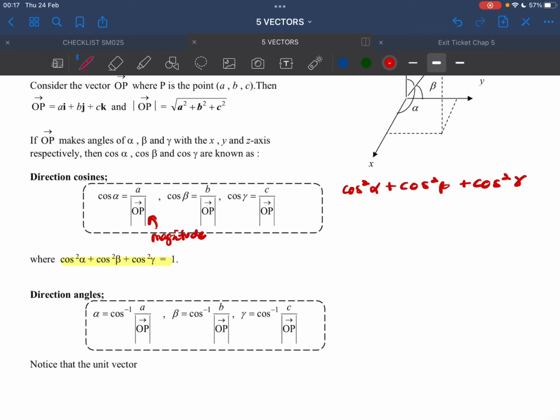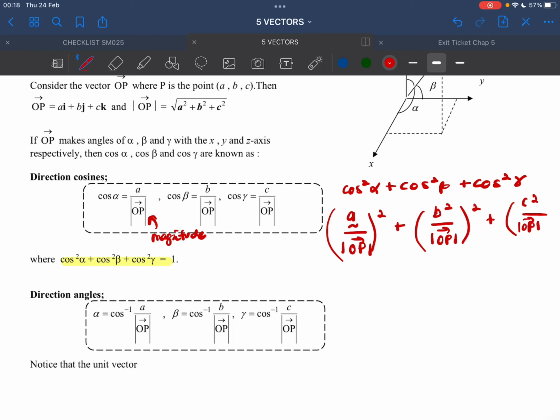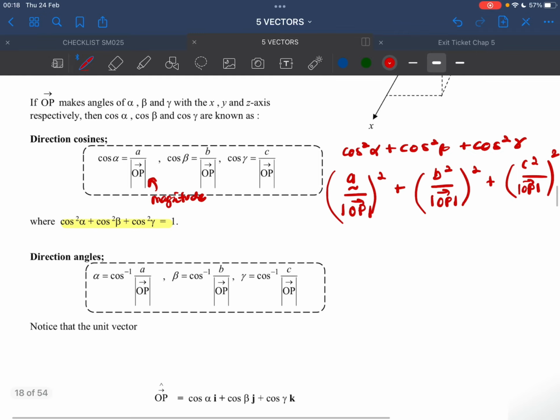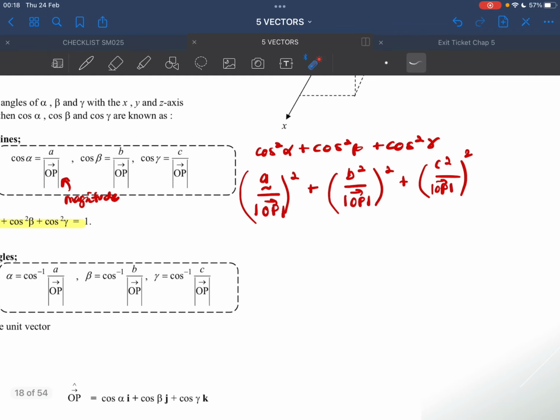This is the formula: we have the vector over the magnitude, which in this case is the magnitude of OP. We have to square that, plus B square over OP square, and we also have C square over OP square. Okay, now let's see. If we simplify this, we have A square. These are the same thing, this one here is the same thing. So we can just take it out and we should have OP square, the magnitude of OP square.